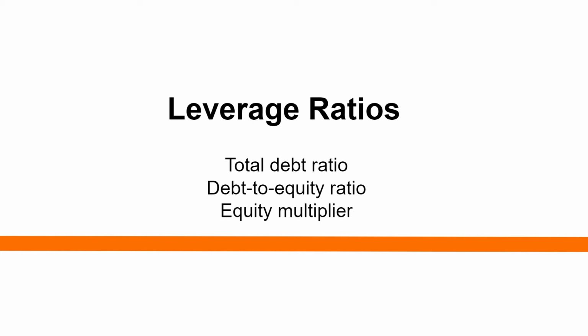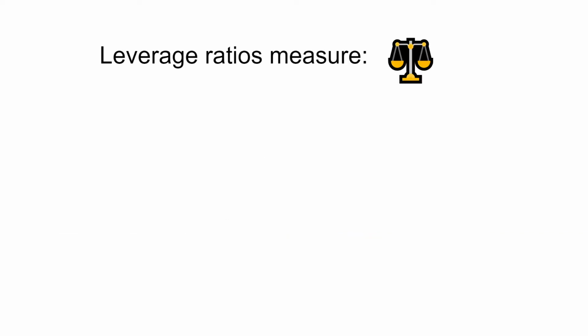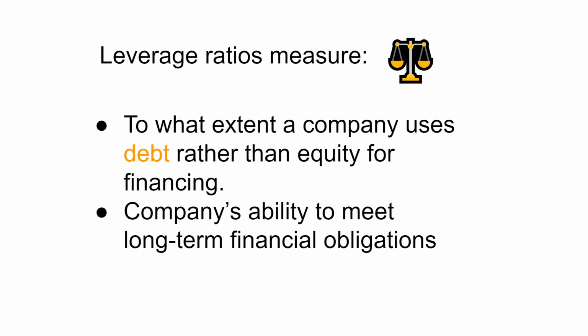Hi, in this video, I'm going to talk about three leverage ratios: total debt ratio, debt to equity ratio, and equity multiplier. Leverage ratios measure to what extent a company uses debt rather than equity for financing. Also, they measure companies' ability to meet long-term financial obligations.